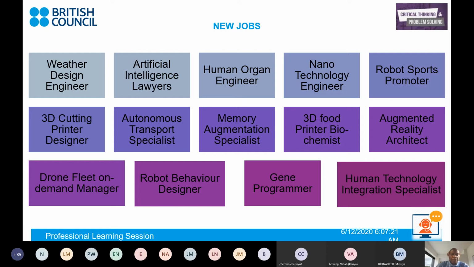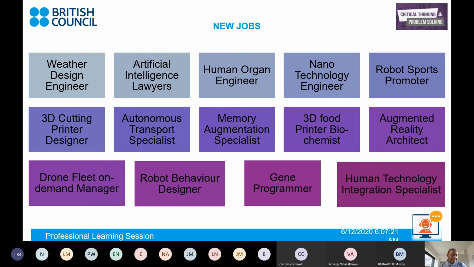We're talking about drone fleet manager, robot behavior designer, gene programmer, human technologist. So these are the kind of jobs which we are talking about. And this is just the 2020 results by the World Economic Forum conference. So there are other jobs which will be coming up which we don't know of.